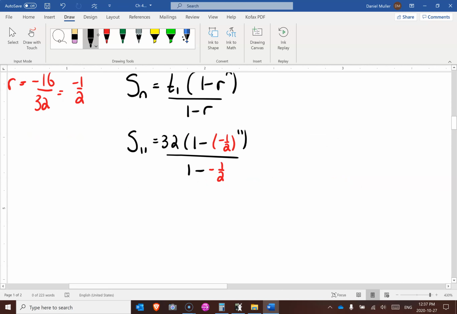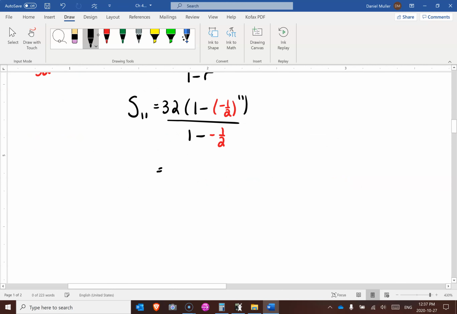Okay, so this is going to be some fancy calculator work here. So on the bottom, 1 minus minus, that's a plus. So 1 plus a half. So if you have 1 and then a half, you have 1 and a half. That's 3 over 2, or 1.5.